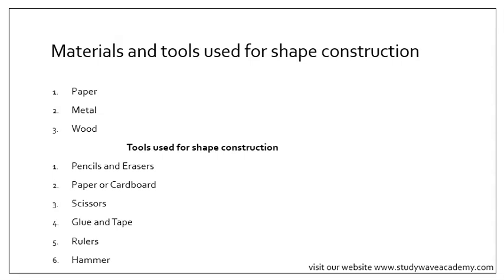Then the hammer. Hammer can be used in paper, right? It can be used in metal and wood. So the tools used for shape construction depends on the materials you want to use. If you want to use paper, you can use pencil, eraser, scissors, glue, tape, rulers. The tool just depends on the material you are using for your shape construction. Okay? Good.